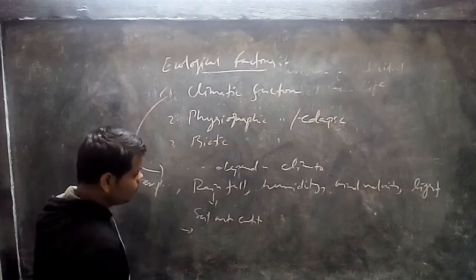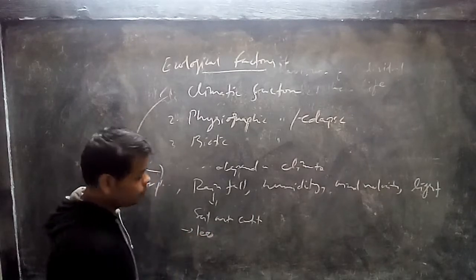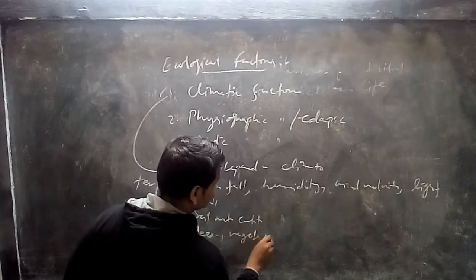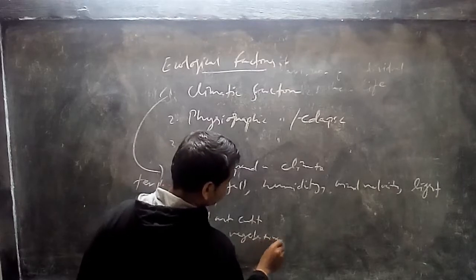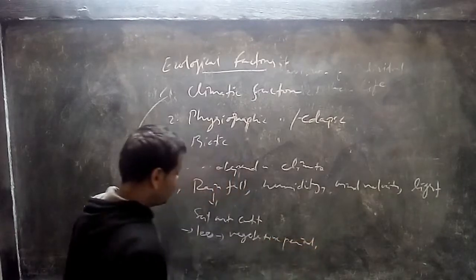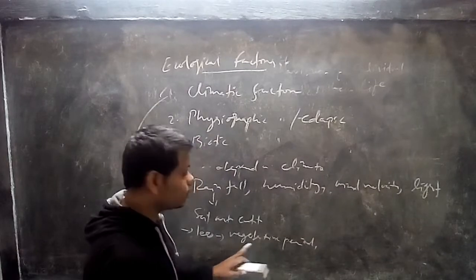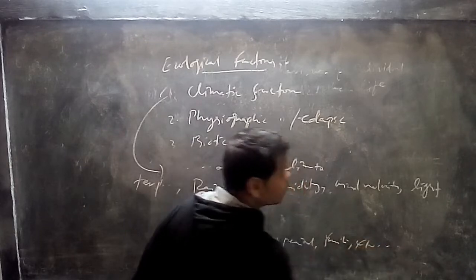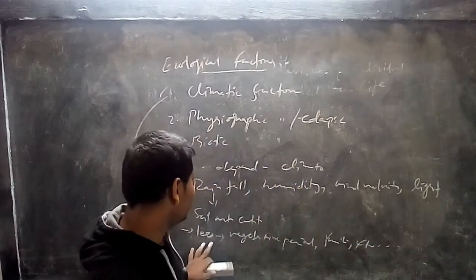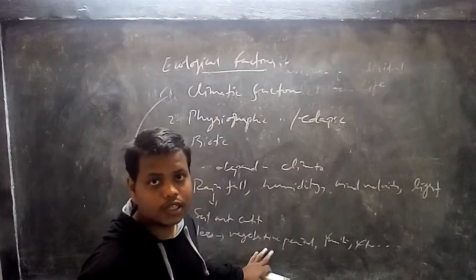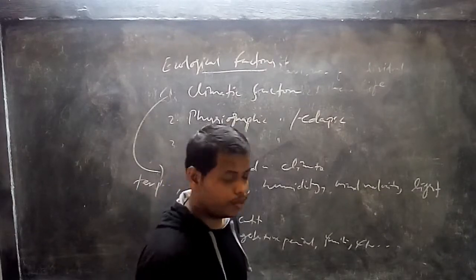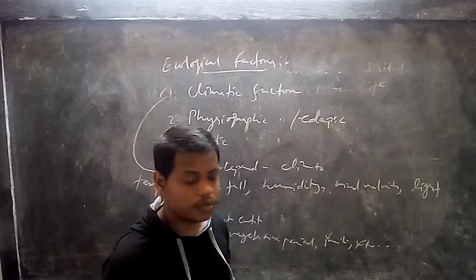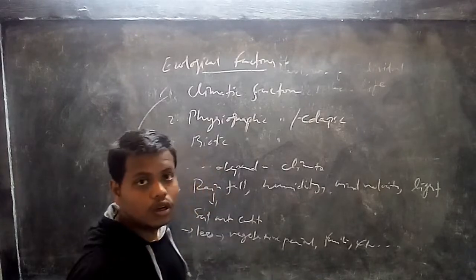Less rainfall affects the vegetative period, then fruiting, flowering, and ultimately death of the plant occurs. What is the vegetative period? It refers to the fruiting period. Other physiological activities, such as photosynthesis and transpiration, are also affected due to less rainfall.